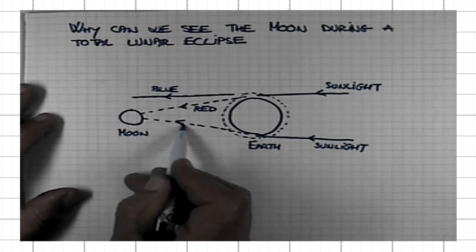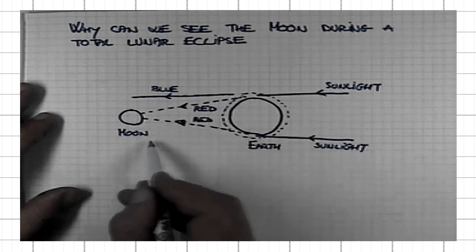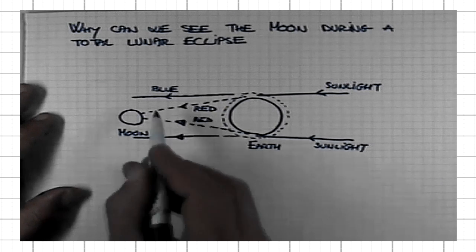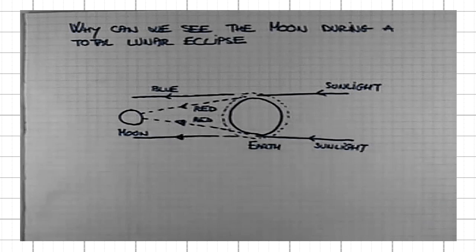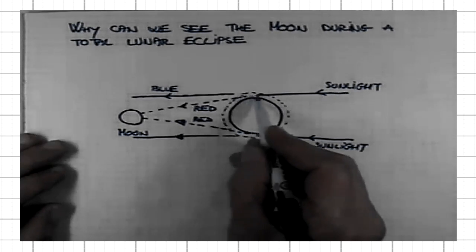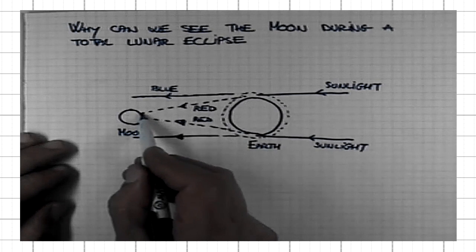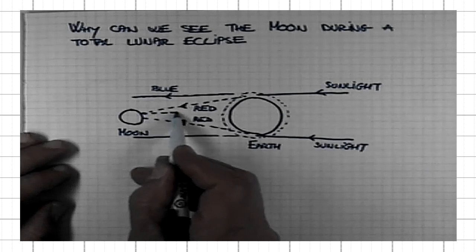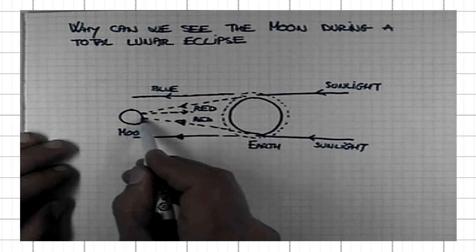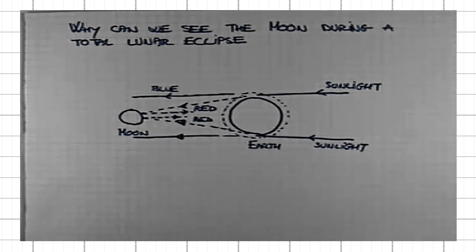The Earth's atmosphere bends the red light more than the shorter wavelengths. So that red light is directed to the moon. It's focused, if you will, by the Earth's atmosphere. It acts like a prism. And then what we see is this red light reflected off the surface of the moon.